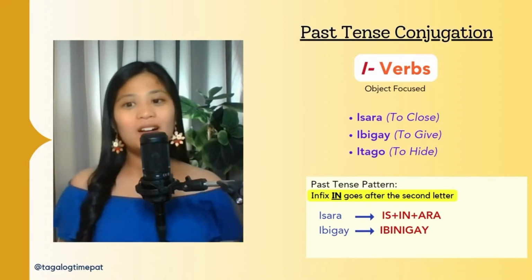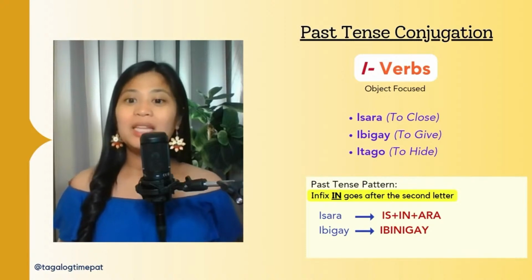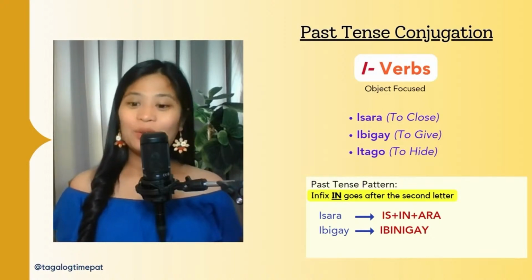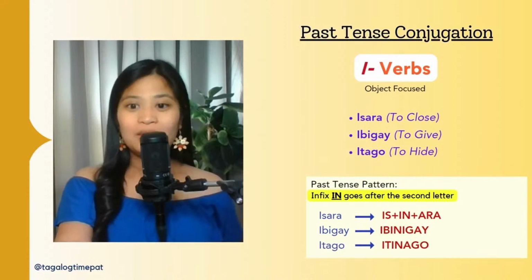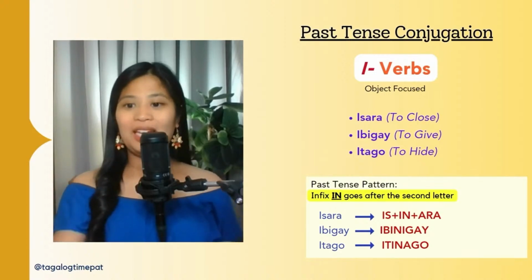Ibinigay. Alrighty, you give it a try. What do you think itago, to hide, will be in the past tense? Remember to just use this pattern that we learned. Itago in the past tense becomes itinago. The in just goes after the second letter. Itinago ko, I hid something.